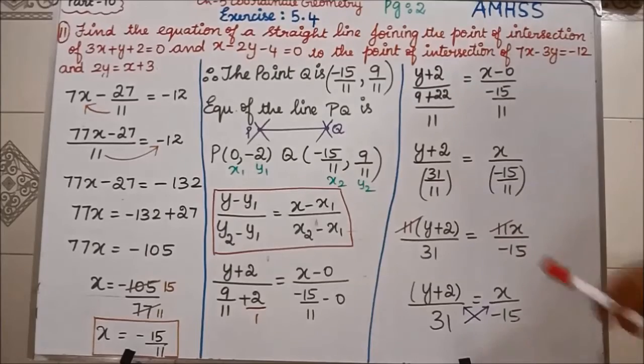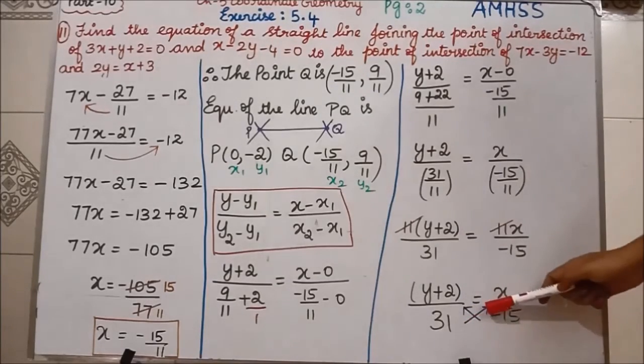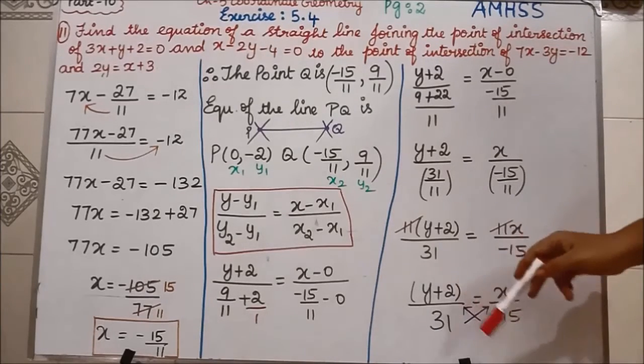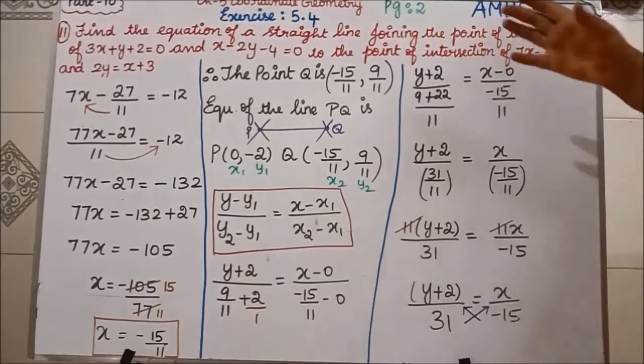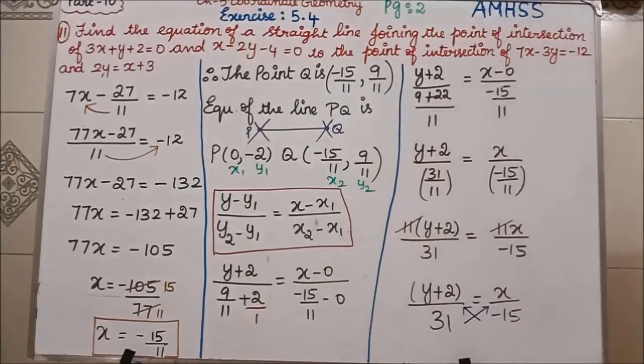Clear, students? Now, in this side also we are having 11. Here also 11. I am cancelling that. Next is what? (y + 2)/31 is equal to x/(-15). Okay, I have to do cross multiply. Okay, this is your page number 2. I am going to erase that side. I am going to continue the remaining problem in page number 3.